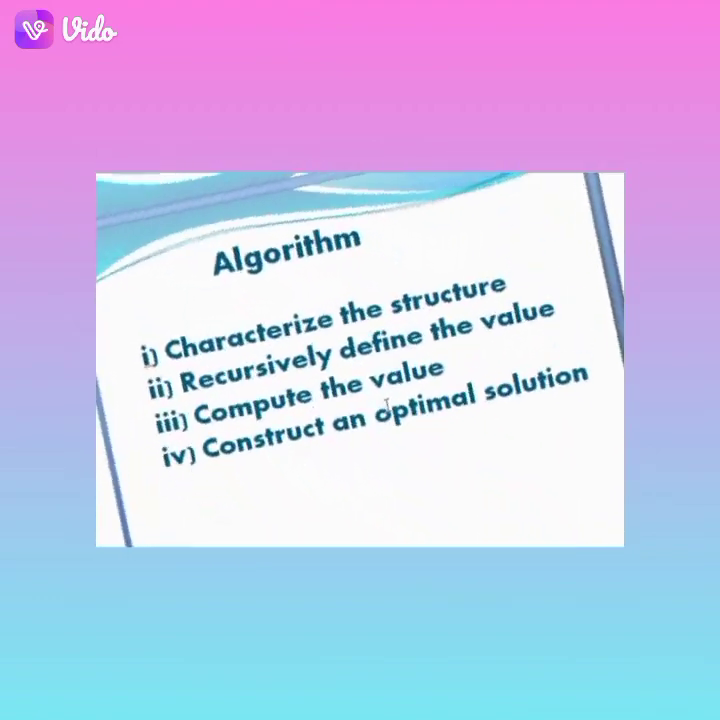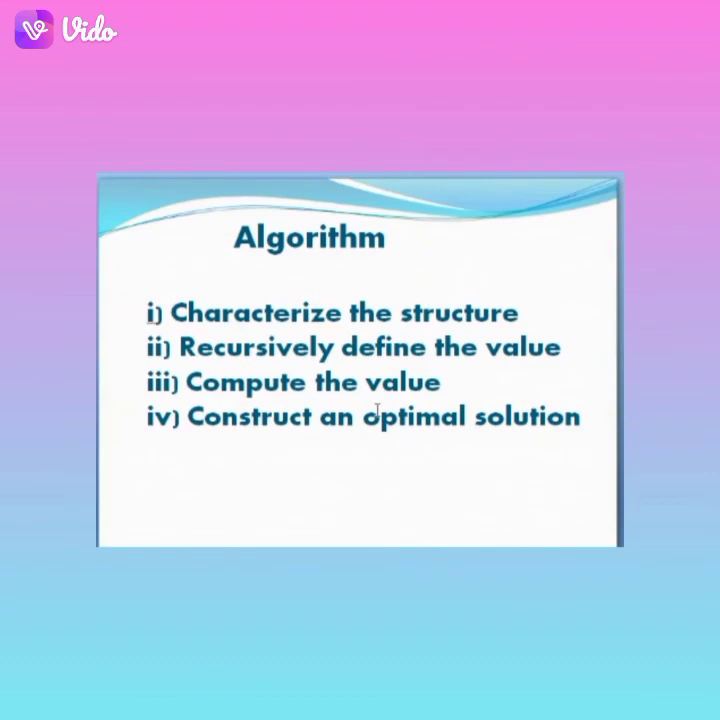The algorithm of this problem is as follows. First, characterize the structure, that is, characterize the structure of an optimal solution. Second thing is recursively define the value, that is, recursively define the value of an optimal solution. Third one, compute the value, that is, compute the value of an optimal solution in a bottom-up fashion. Fourth one, construct an optimal solution, that is, construct an optimal solution from the computed information.